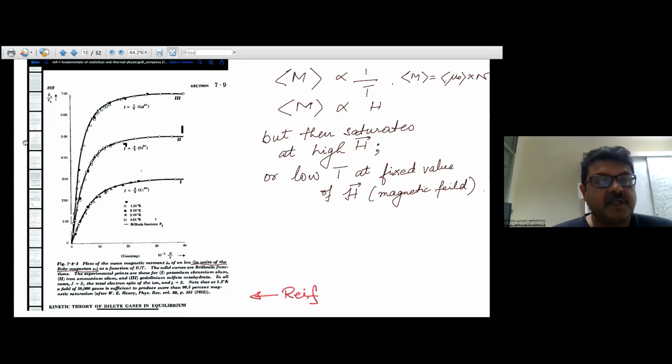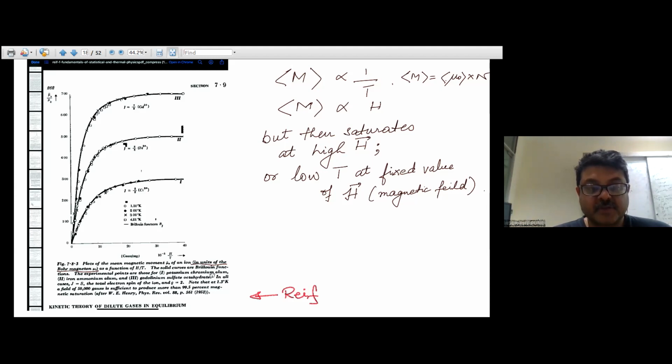So what is plotted is the mean magnetic moment per particle. I think this is per particle. And if you can measure the total magnetic moment of the sample, and if you by any chance know how many atoms or molecules are there in the sample, then you can plot the magnetic moment per particle. Alternatively, what you could do is, so let's stick with that. So what has been taken is three classes of samples.